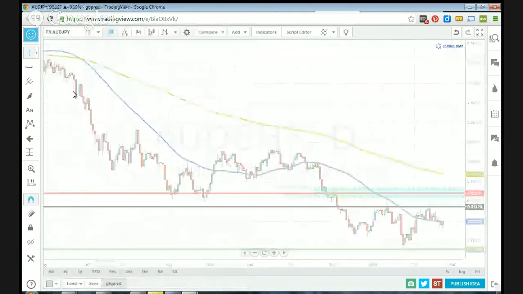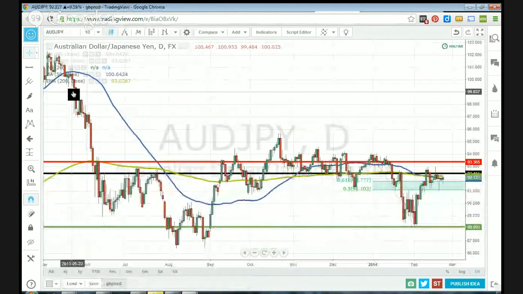Aussie yen. Now this also looks like a short opportunity. I think I have an order to short Aussie yen here. Let me take a look at that. I do have an order to short Aussie yen. So I'm going to remove or cancel the idea of shorting pound yen as well, because I already have one order.